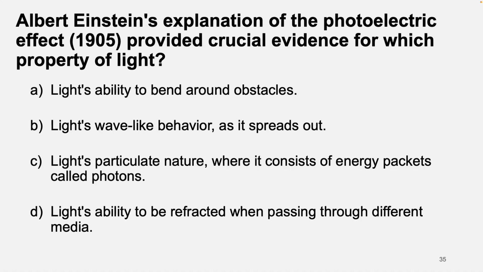Next one. Albert Einstein's explanation of the photoelectric effect provided crucial evidence for which property of light? Light's ability to bend around obstacles, light's wave-like behavior as it spreads out, light's particulate nature, where it consists of energy packets called photons, light's ability to be refracted when passing through different media.